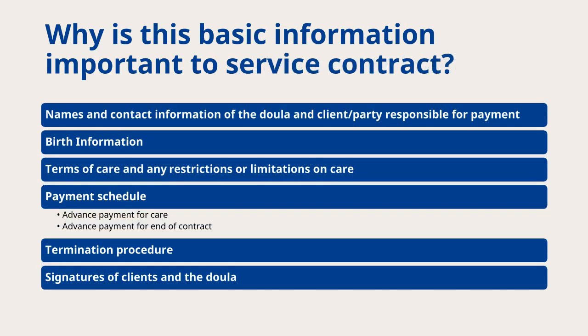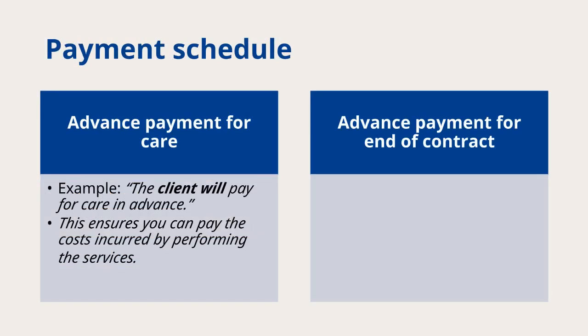Payment schedule. Just as other businesses list terms of payment in their contracts, so should a doula service contract. Clearly state when payment is due and the acceptable forms of payment. We highly suggest including 2 clauses on the following topics in this section of the contract. Advance payment for care. Example: the client will pay for care in advance. By having clients pay for care in advance, they then pay for the service before it is used. This ensures you can pay the costs incurred by performing the services. When doulas allow clients to pay after the care is provided, they run the risk of not being paid for services. Establishing this practice right from the start builds business stability.